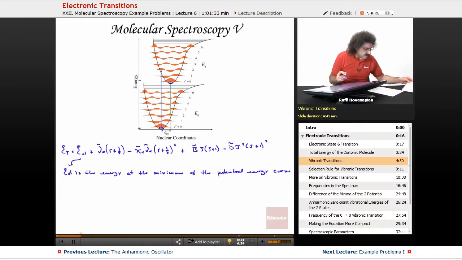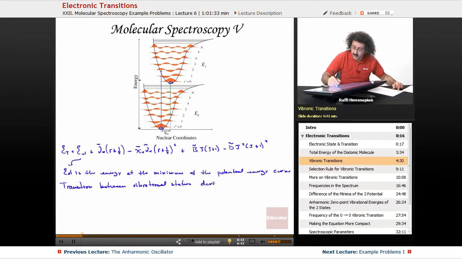Now, transitions between the vibrational states during electronic transitions, in other words, during the transition from one electronic state to another, are called vibronic transitions.